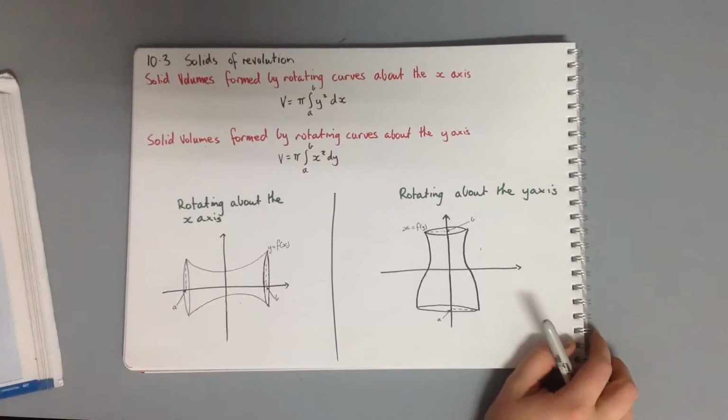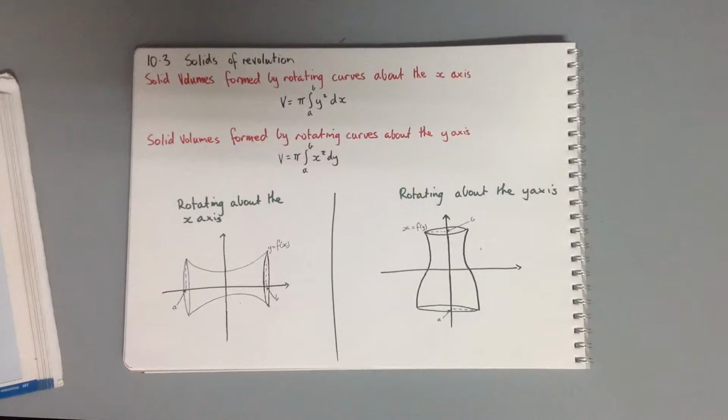Okay, so when we look at solids formed by rotating curves about the x-axis, we use the formula V equals pi times the integral from a to b of y squared dx. So we need y as a function of x only to be able to do these things. And if we're looking at solids formed by rotating curves about the y-axis, then our volume equals pi times the integral from a to b of x squared dy. And so x needs to be a function of y.